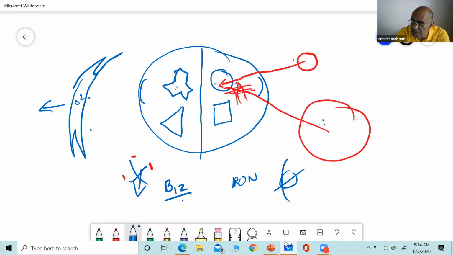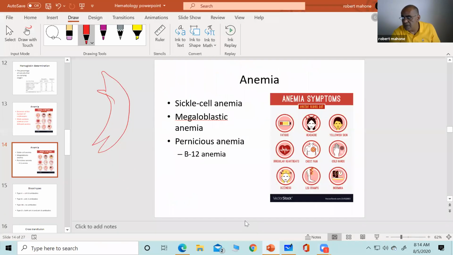Megaloblastic, sickle cell, iron deficiency, you're not creating them. B12, you're not creating them. So those are the more common forms of anemia. Sickle cell, megaloblastic, and then pernicious anemia, also called B12 anemia.